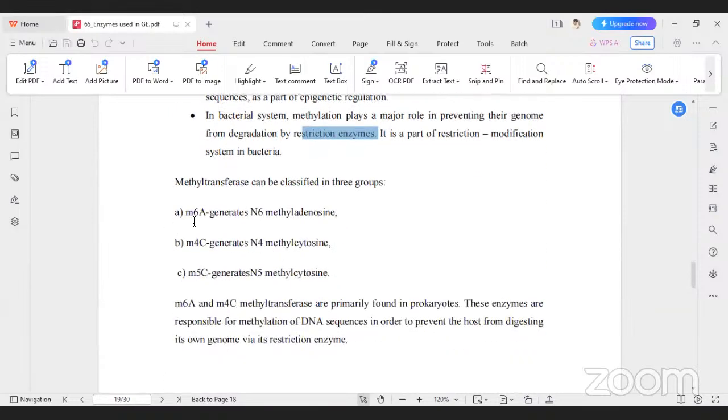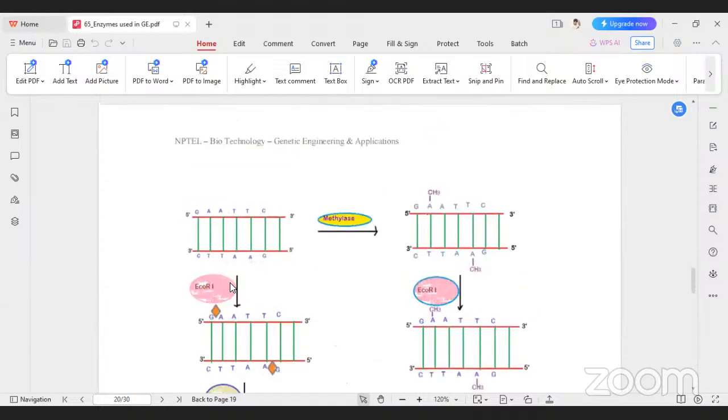Methylation can be of three groups: m6A, m4C, m5C. So let's see here the methylase enzyme. So here, equal methylase activities. Methyl, add methyl group. Here we can observe the methyl group. This one here is also added by a methyl group.